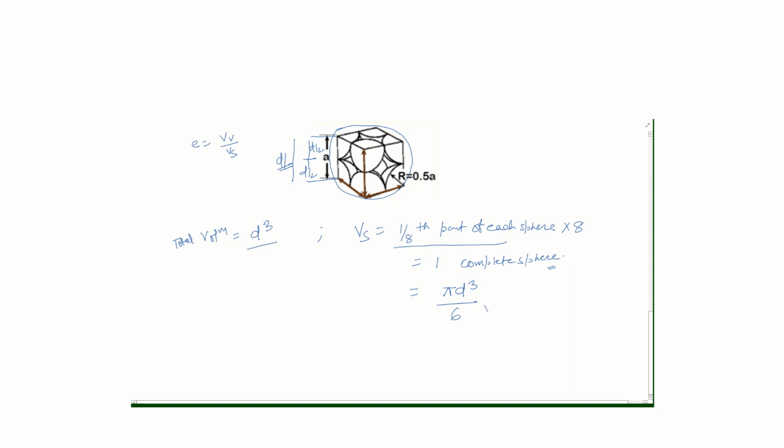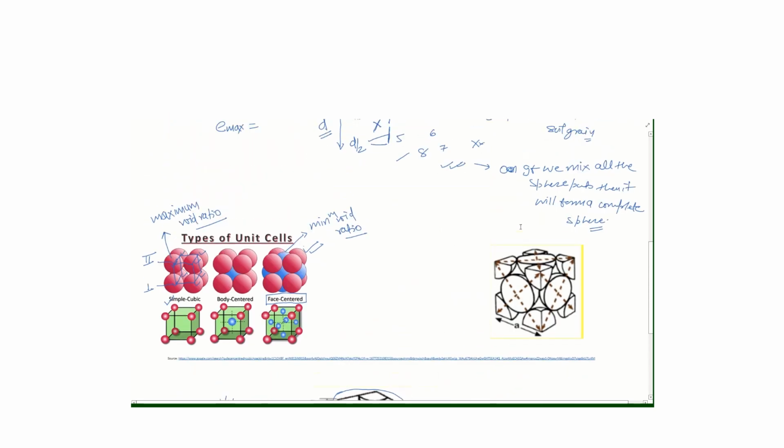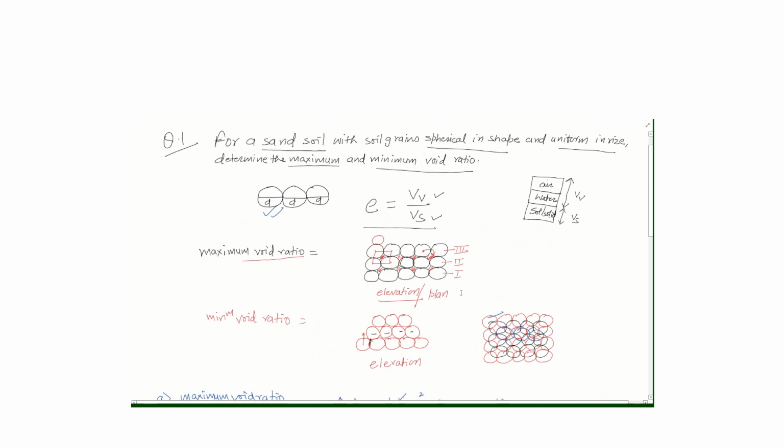So the volume of the sphere is going to be pi dq by 6. So I have to determine the E max. E max is going to be volume of voids by volume of solid, and this is nothing but total volume minus volume of solid by volume of solid. Because here we can see in this figure that we have drawn, this Vs plus Vb will equal the total volume of the soil mass.